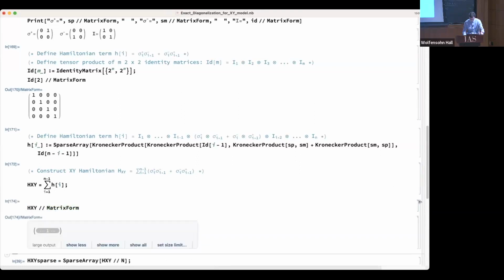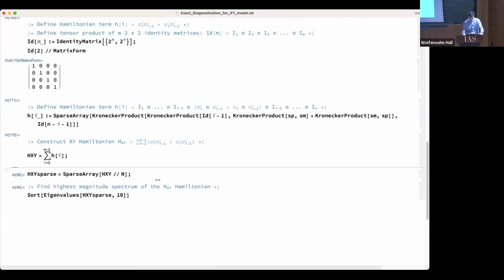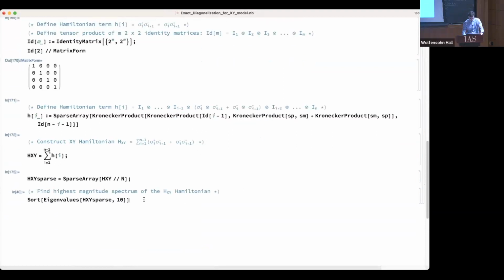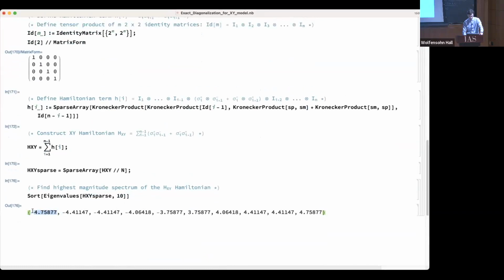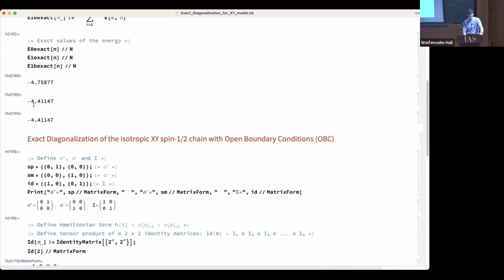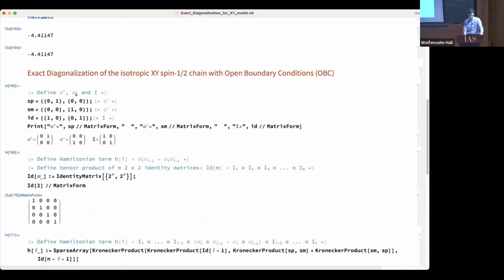So it's too big to show, but okay. So it's some big matrix. Then you can make it sparse just to speed up diagonalization, and then just ask Mathematica to find its spectrum, the lowest or highest magnitude spectrum. So first 10 highest magnitude states. The lowest state is -475, and you can check that it agrees with the exact solution. So it does work.